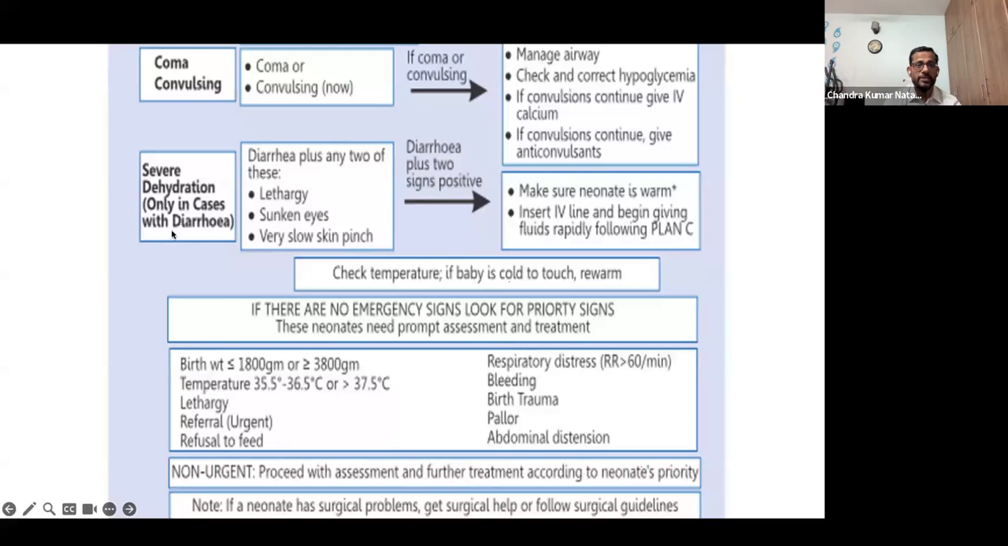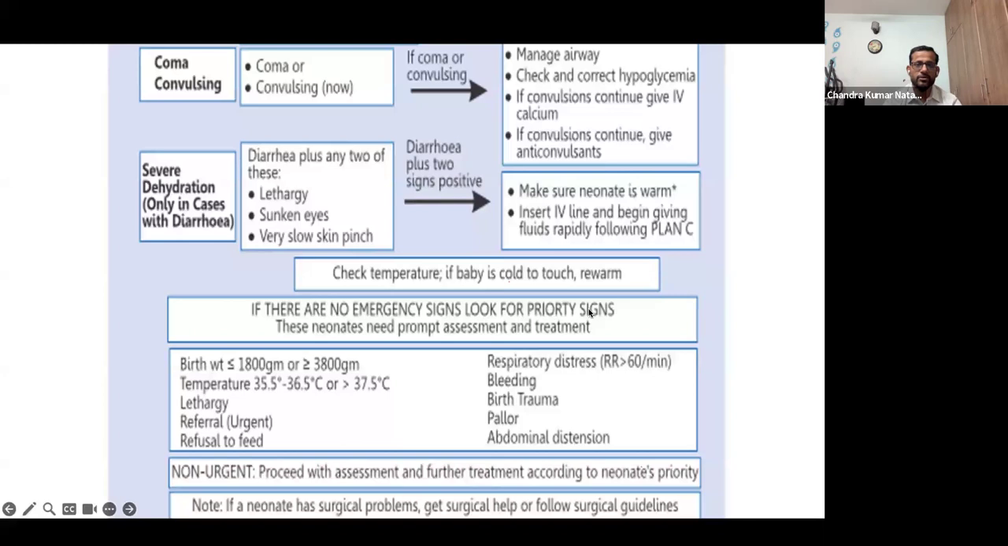If there is severe dehydration, only in cases with diarrhea, diarrhea plus any two of these like lethargy, sunken eyes, very slow skin pinch, then we have to insert an IV line and give rapid IV boluses. That is plan C of this dehydration management. So you should check temperature. If the baby is cold to touch, you should rewarm the baby. So temperature maintenance should go side by side along with other treatment.